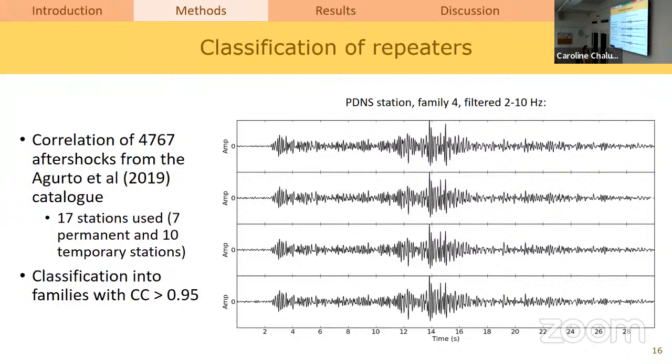So we're now moving on to what I actually did during my PhD, starting with the making of a repeating earthquake catalog. In order to do this, I correlated about 4,800 aftershocks from the Agurto catalog, and I gathered these earthquakes into families of repeaters if they had a correlation coefficient above 0.95. This is an example of 4 different earthquakes that are gathered within a family.